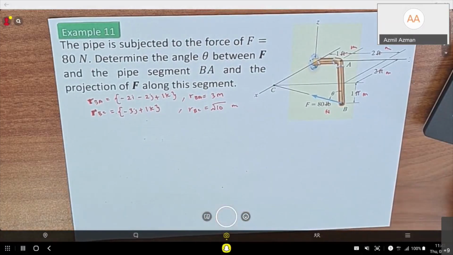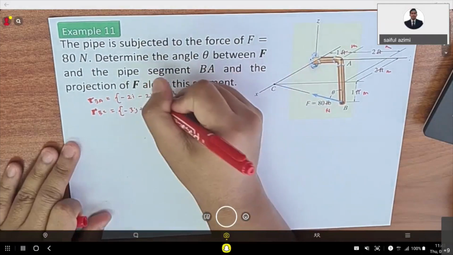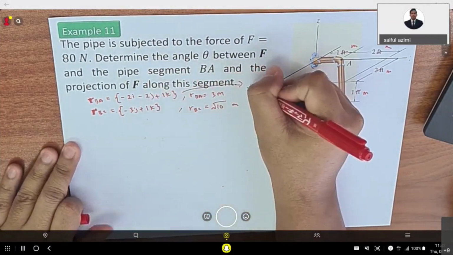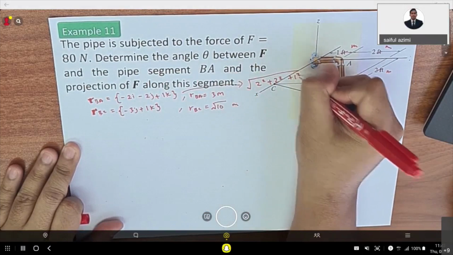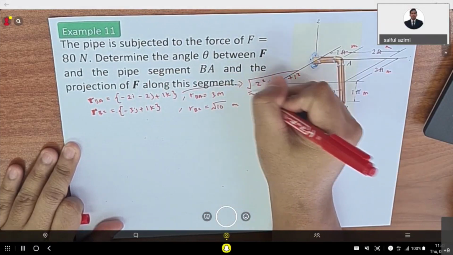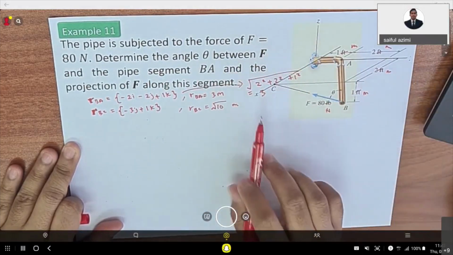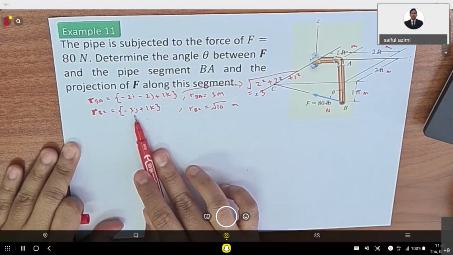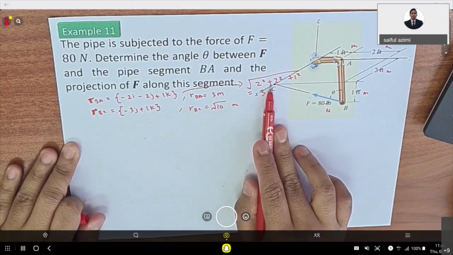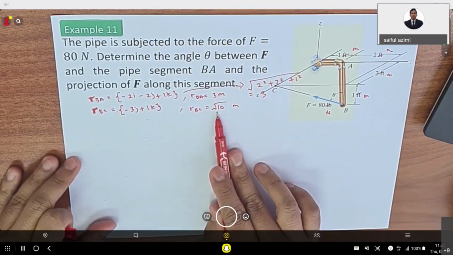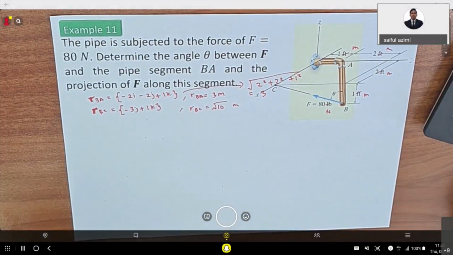Or you can just use this one. Okay, 2 squared plus 2 squared plus 1 squared, so you get 3. Just like that. Same with this one: 3 squared plus 1 squared, the same way. You get square root 10. Simple. So you must remember how to do it.